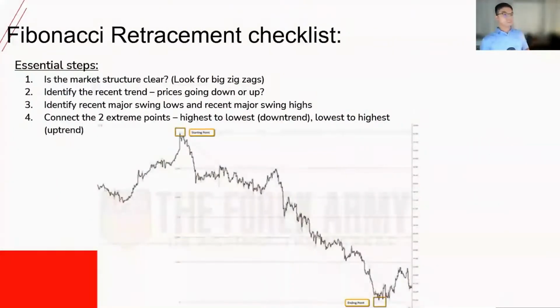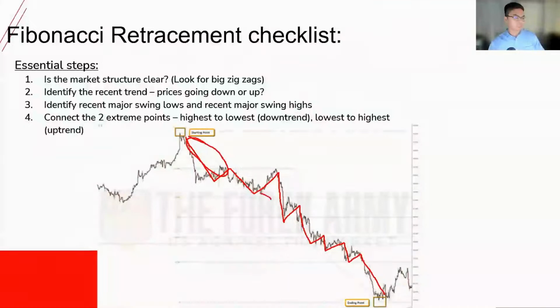So, the Fibonacci retracement checklist, just a very quick look at this. The market structure, is it clear or not? Look for big zigzags. You notice that the market is moving very closely along the Fibonacci trend line. You can see this nice little blue line going through the charts. Let me clear this out. It's a very clear structure, a very clear downtrend, a bearish market.